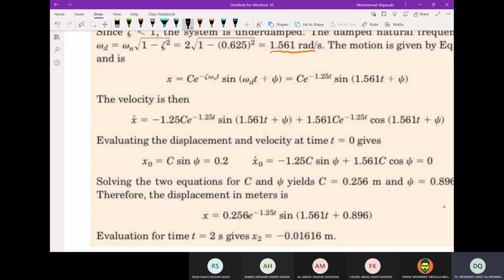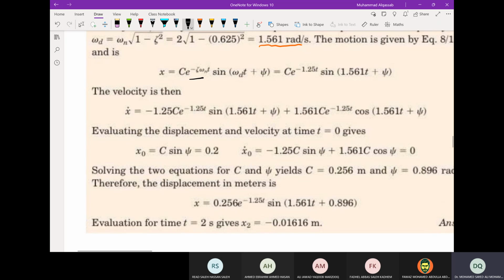We need two equations. The velocity is minus 1.25 c e to the power minus 1.25 t sine of 1.561 t plus psi, plus, you take the derivative of the exponential function multiplied by sine, plus the exponential multiplied by the derivative of sine, which is cosine: plus 1.561 c e to the power minus 1.25 t cosine of 1.561 t plus psi.